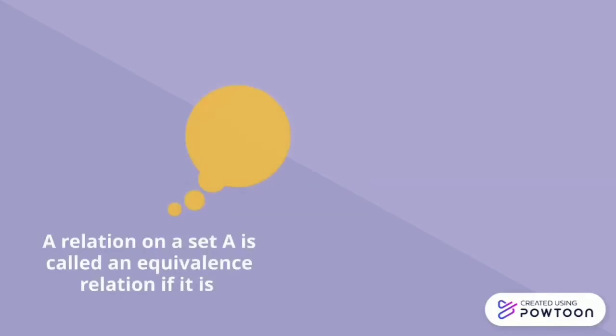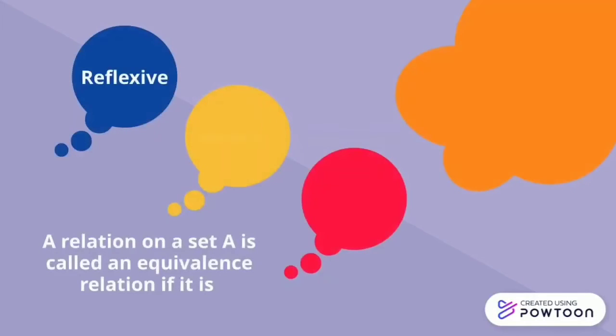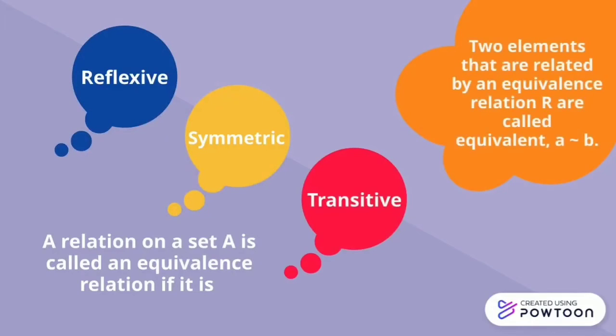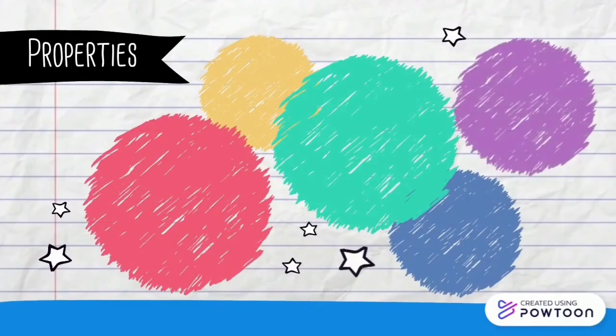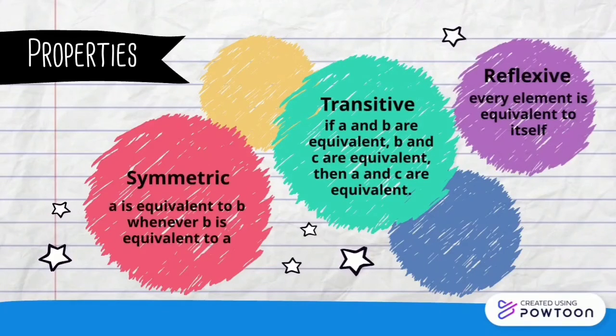Now, moving on to equivalence relation, which is simply a relation that is reflexive, symmetric, and transitive. And we say that two elements that are related by an equivalence relation are called equivalent and denoted as shown below. Symmetric is A equivalent to B whenever B is equivalent to A. Transitive, where if A and B are equivalent and B and C are equivalent, then A and C are also equivalent. Reflexive is every element is equivalent to itself.